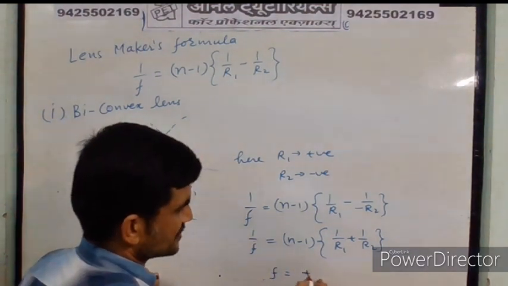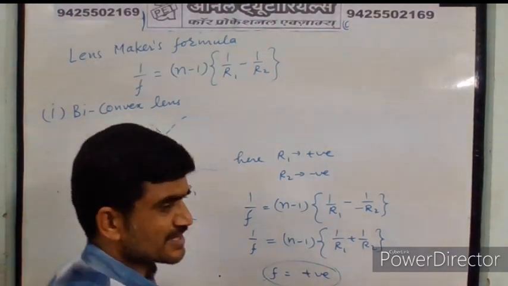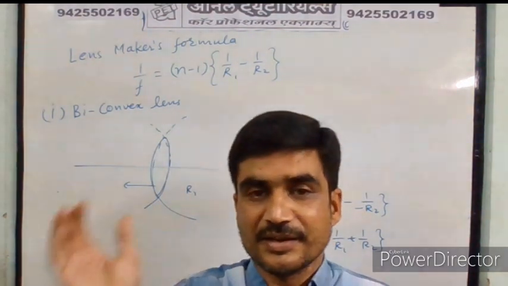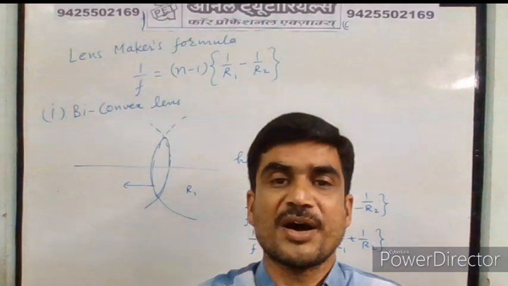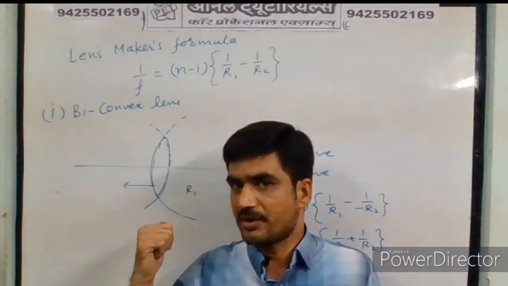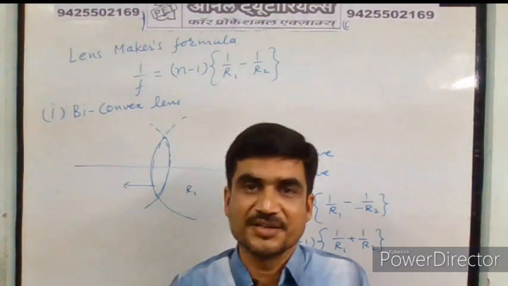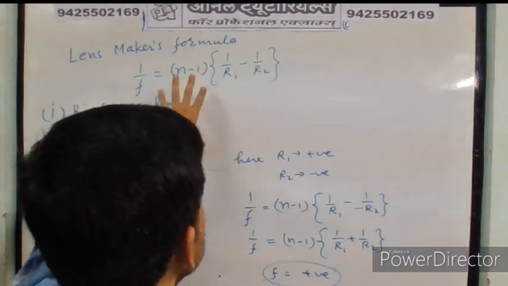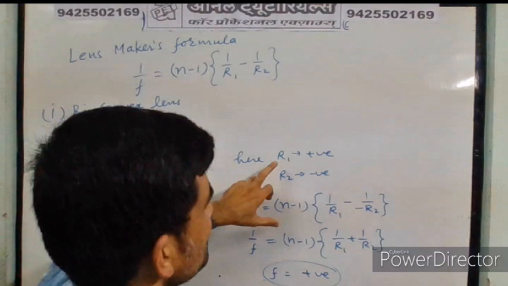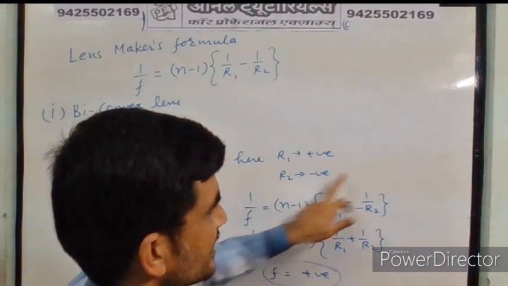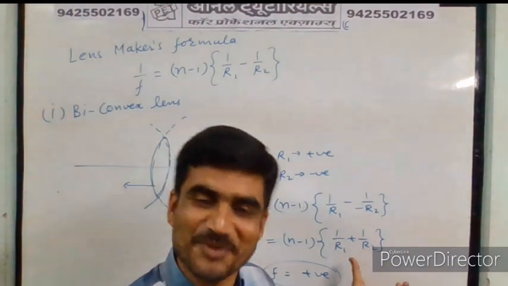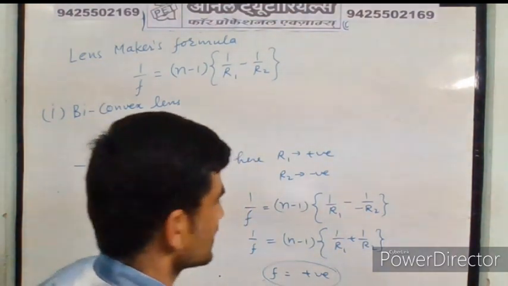Generally it is asked in a board examination: prove that the focal length and the power of a convex lens is always positive. You have to take the generalized Lens-Maker's formula and put R1 positive and R2 negative, and hence you will always get a positive value. Whatever the values of R1 and R2, it will always be positive. Clear?